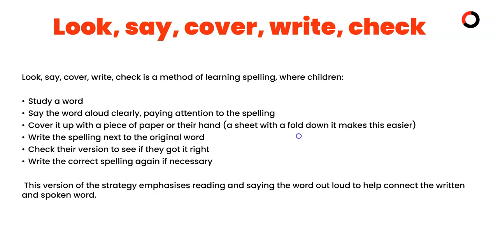So the intervention is the look, say, cover, write, check method of spelling, where children study a word, say the word aloud clearly, pay attention to the spelling, cover it up with a piece of paper or their hand, write the spelling next to the original word, check their version to see if they got it right, and write the correct spelling again if necessary. This version of the strategy emphasizes reading and saying the word aloud to help connect the written and spoken word.